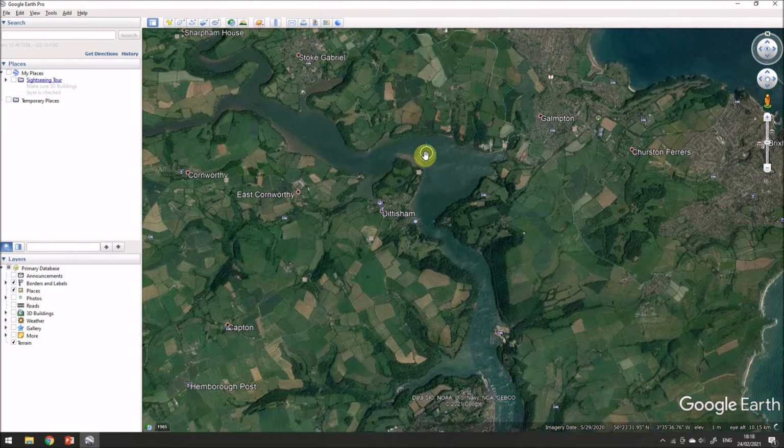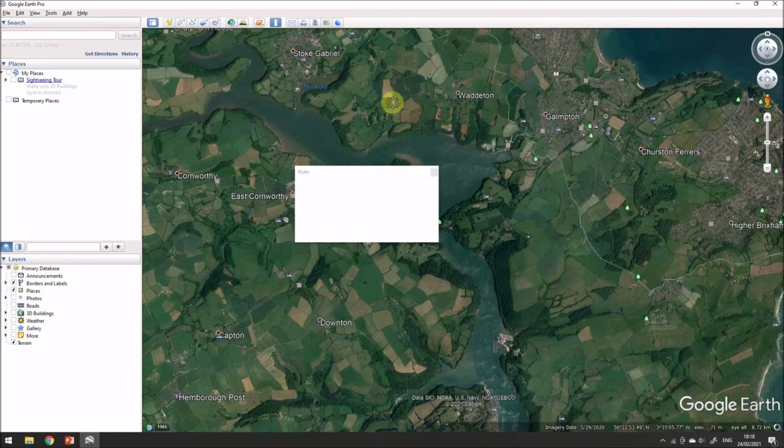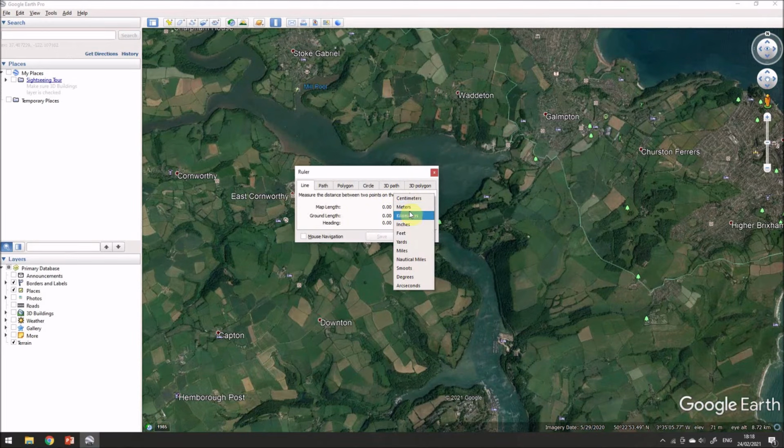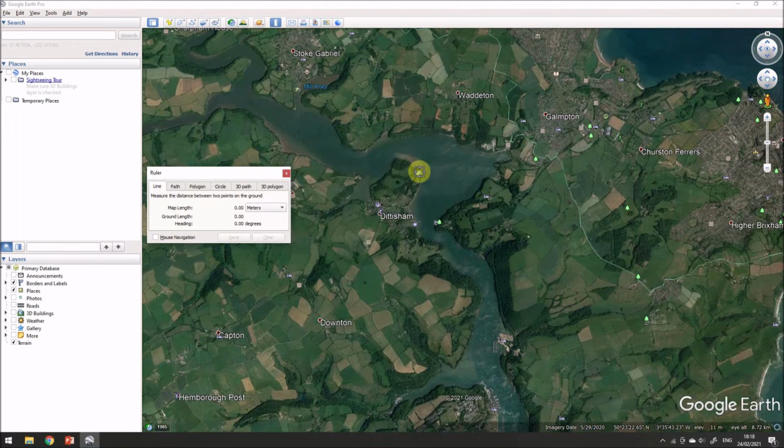If we were to actually measure how wide the river is, we'll do this in metres across from one side to the other. At this point it's 1,445 metres, or 1.45 kilometres across. That's really, really wide for what is essentially quite a small river. The River Dart is not a massive river by any standards.